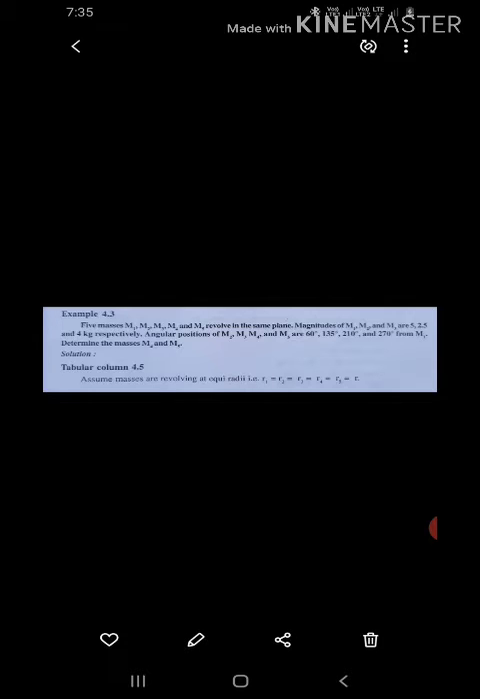The magnitudes of m1, m2, m3 are 5, 2.5 and 4 kg respectively. The angular positions of m2, m3, m4 and m5 are 60 degrees, 135 degrees, 210 degrees and 270 degrees from mass m1. Determine the masses m4 and m5.